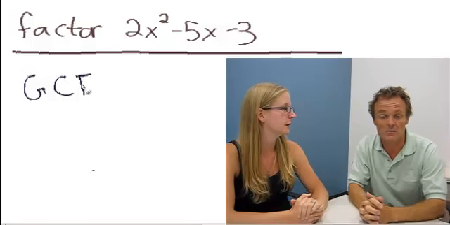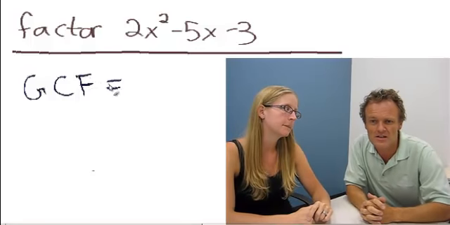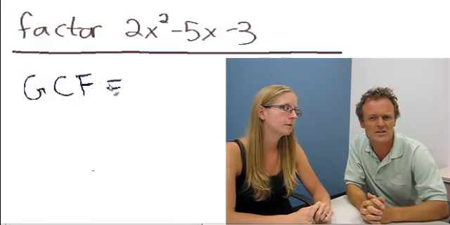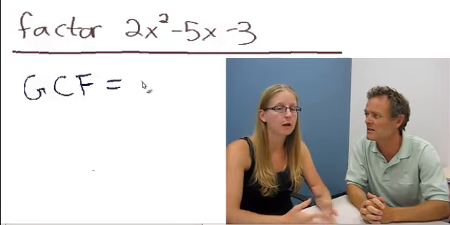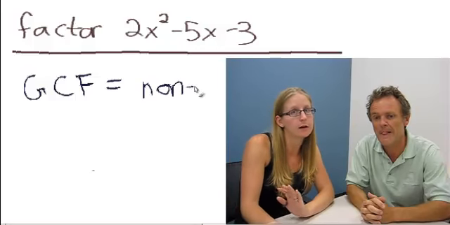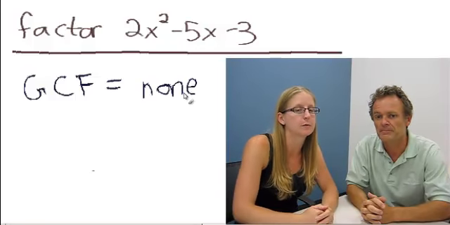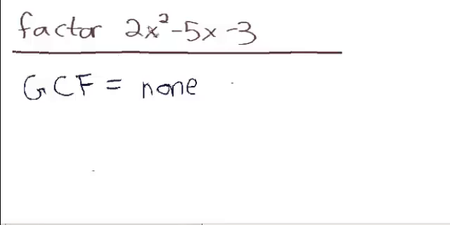When I look at that, I can't factor an x out, since there's no x in the last term, and I can't see any numbers to divide by. I can't see anything to factor out of that. So there's nothing in common. When there's none, there's none. So we have no greatest common factor, and now we're going to move on to the next step, which is called the AC method.